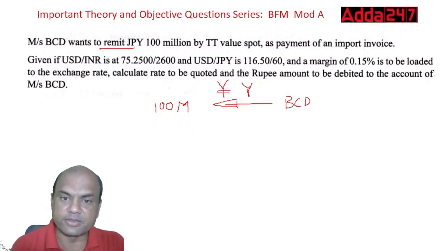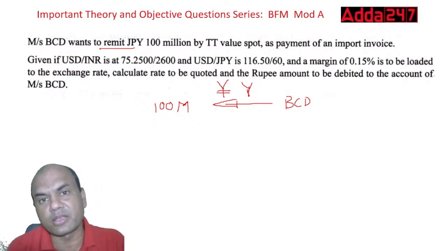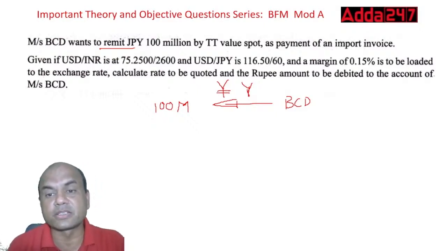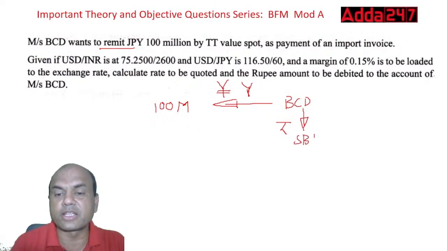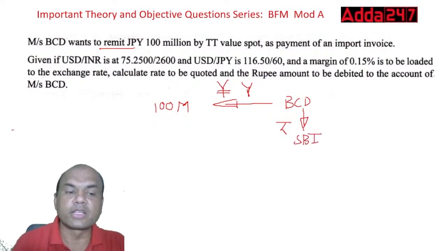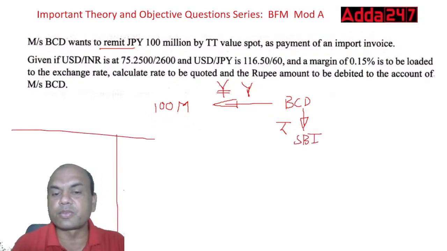So look at this. If yen are to be sent out, does that customer have yen? No. That customer has rupees. That customer is having an account with you in rupees, right? Rupees account is there with you, let's say with SBI again. Let's say you are in SBI. So this customer is having the account in rupees with you.